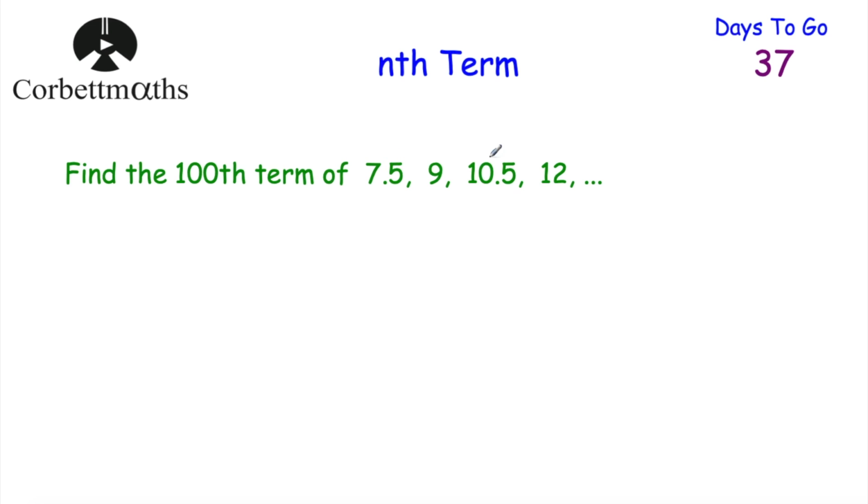Okay, so in terms of the sequence, it's gone up by 1.5 each time. So we're going up 1.5, up 1.5, up 1.5, and so on. So we've got 1.5, and then 3, 4.5, 6, and so on, multiples of 1.5. So that's 1.5n. Now to get from 1.5 to 7.5, we add 6. To get from 3 to 9, we add 6. To get from 4.5 to 10.5, we add 6, and so on. So the nth term of this sequence is 1.5n plus 6.